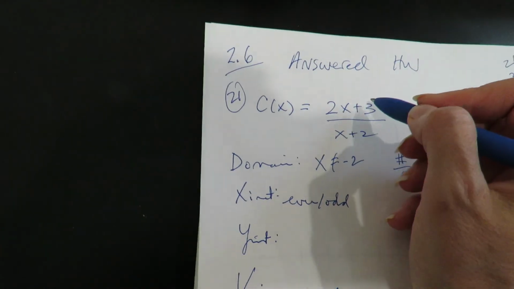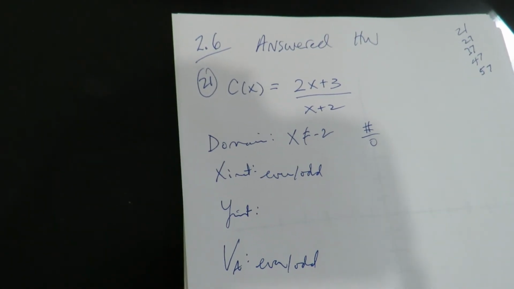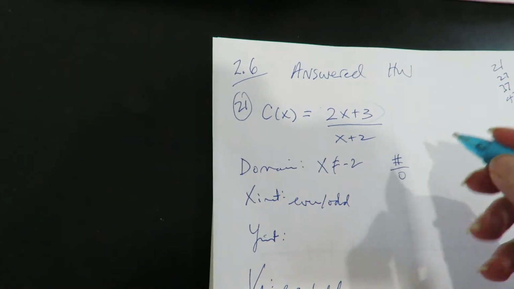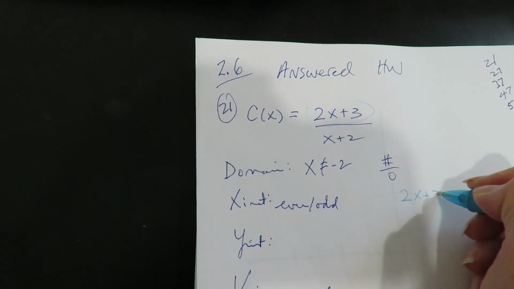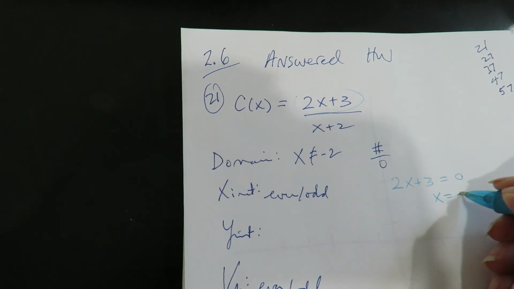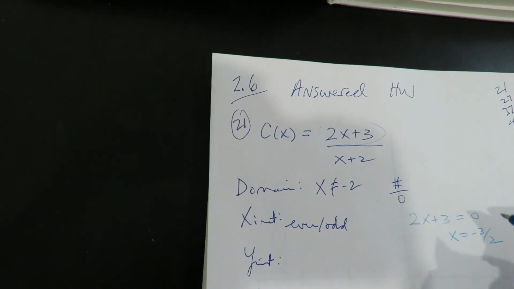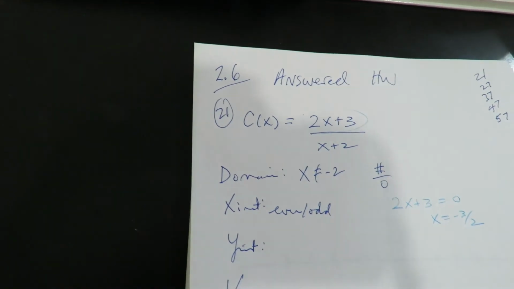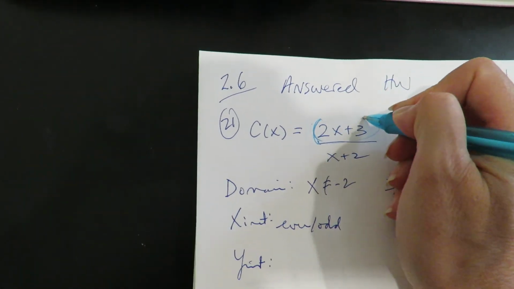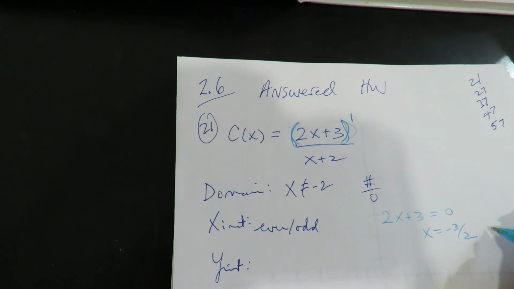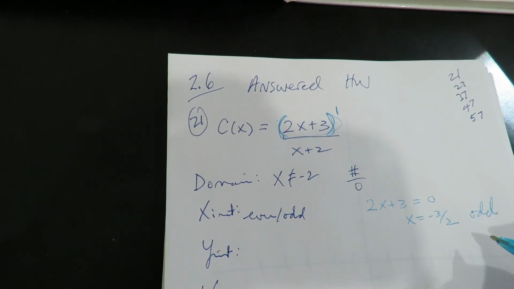Okay, x-intercept, that's where you set the numerator equal to 0. So you take the numerator, the 2x plus 3, set it equal to 0, so x is going to be -3 over 2. And then it's odd because you only have one of these binomials. So this is the x-intercept, and it's odd.